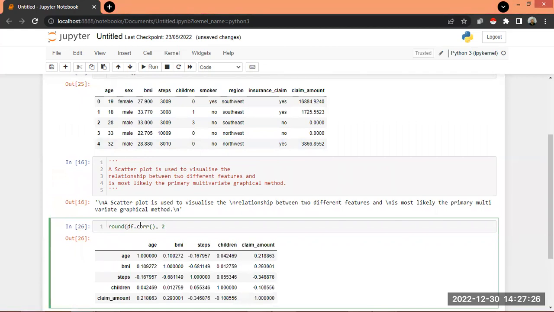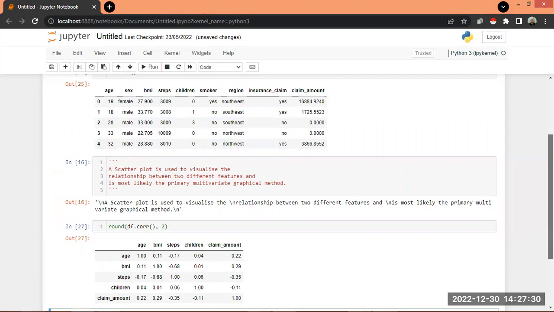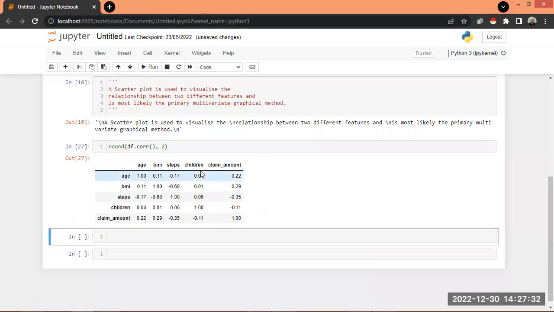I can see that the numbers are kind of long, so I want to just round it up to 2 decimal places, just to make this short. Okay, round it off to 2 decimal places. That's second precision. Then we can see here that the relationship between age and age is 1.0, which is normal because it's one feature, right? Everything here is everything there. So it has a perfect relationship.